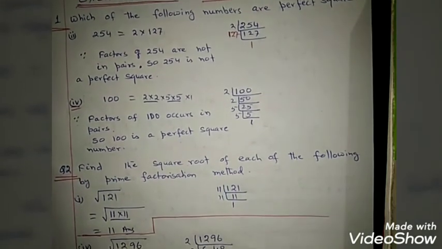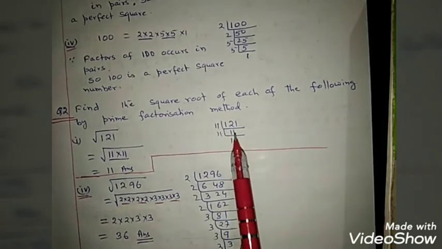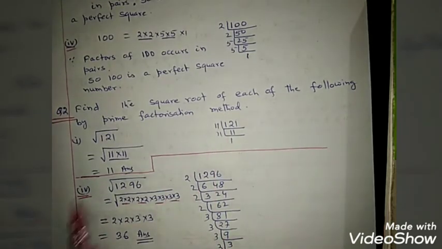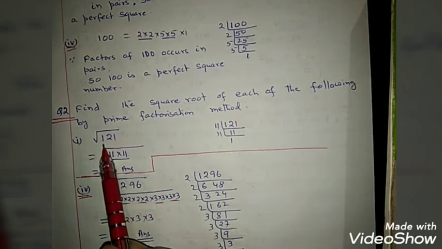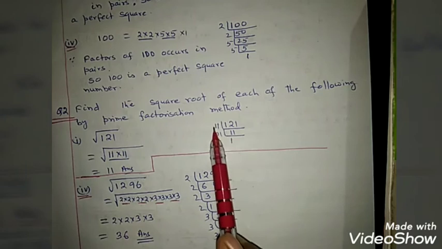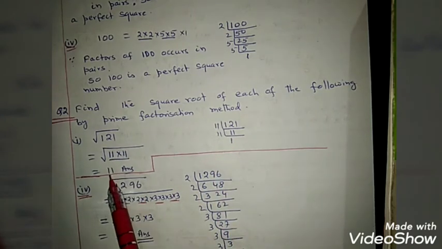Take question number 2. Find the square root of each of the following by prime factorization method. Already we have discussed in the example, the same thing we'll do here. We'll first of all find out the factors of the given number, suppose 121. Then the factor of 121 is 11 into 11. So from this pair, we will select one 11, and 11 becomes the square root of 121.